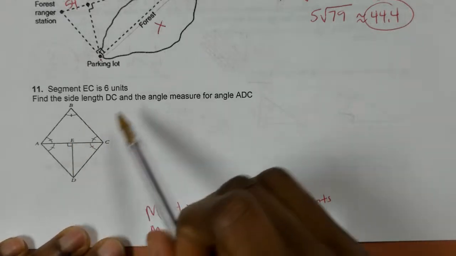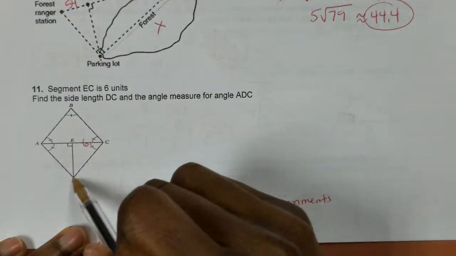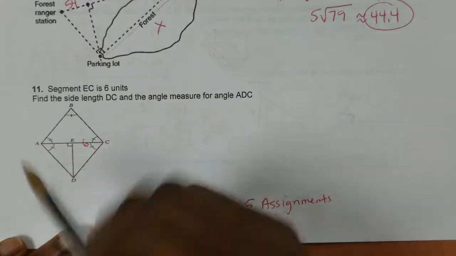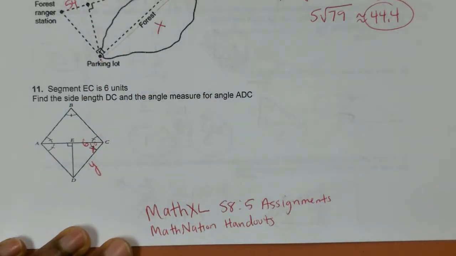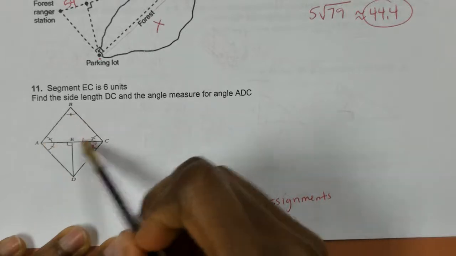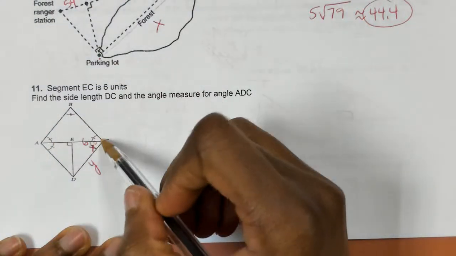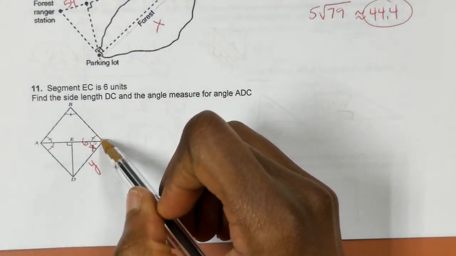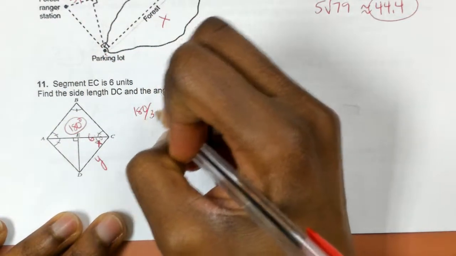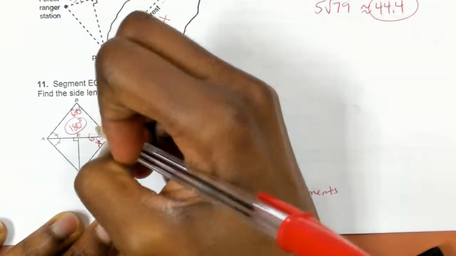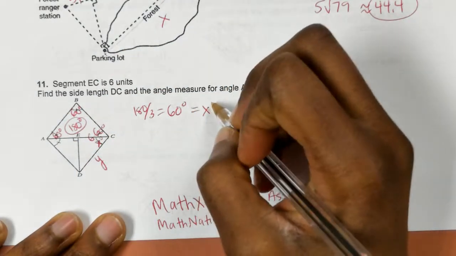Okay, the last one, segment EC, is 6 units long, so this segment's 6 units long. Find the side length of DC and the measure of angle ADC. So we're looking for this degree and this side length. They don't give us any angles or anything else. Actually, the picture gives us some stuff. The picture means these all are the same, and these are all the same. So since there's a triangle and all 3 are the same, it's an equiangular triangle. So we take the angle sum, which is 180, and we divide that by 3. So each angle is 60 degrees. And these were marked with the same markings, so x is actually 60 degrees.